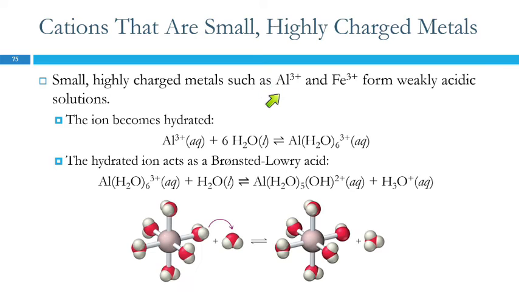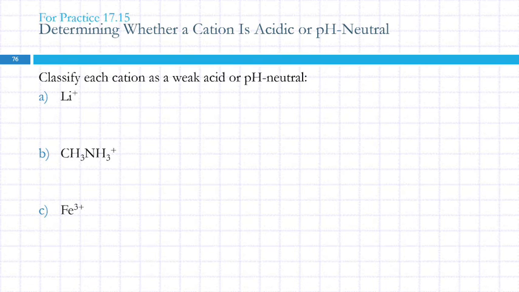So if you see Al3+ or Fe3+, those can be acids. I'm not sure why, but this is Al and that's Iron Man. So Al and Iron Man, small, highly charged, act as acids.